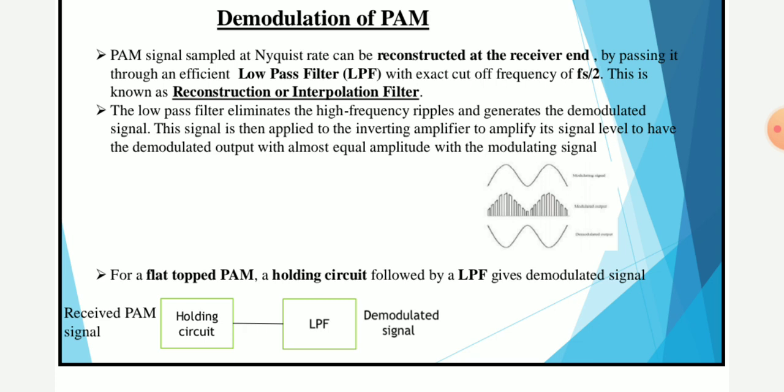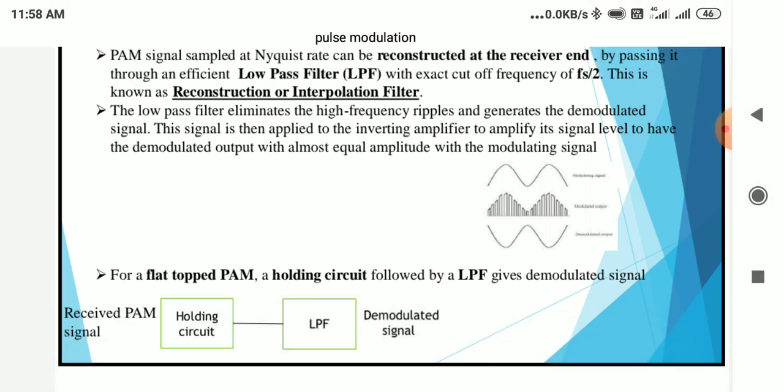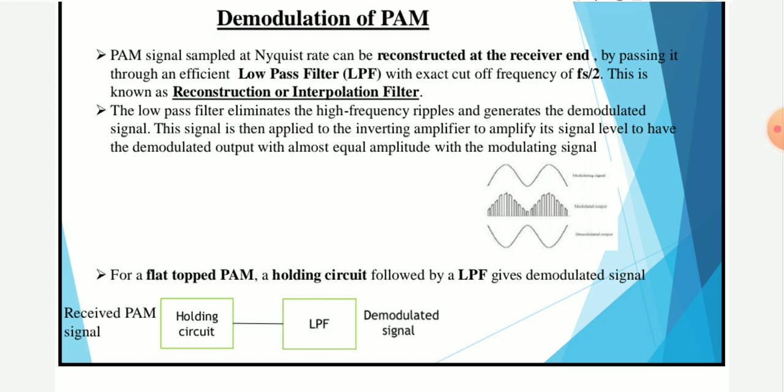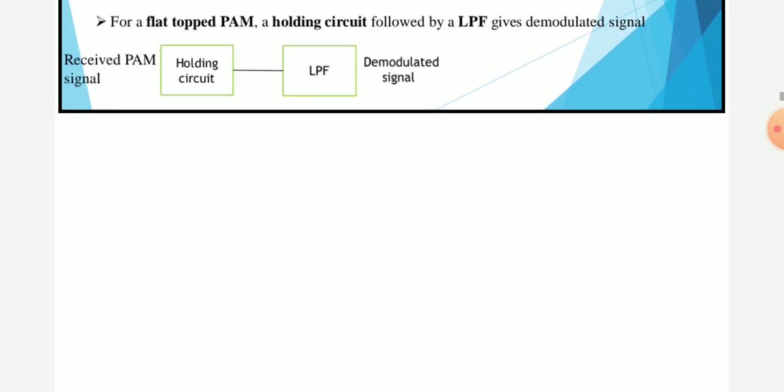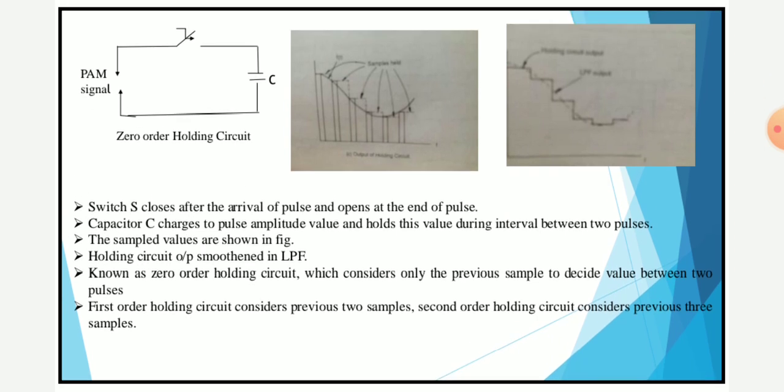The low pass filter eliminates the high frequency ripples which are present in the modulated signal, and then it is applied to an inverting amplifier to amplify the signal level to give a demodulated output almost equal to the amplitude of the message signal. So for a flat topped PAM signal, first the received PAM signal is given to a holding circuit, and the output of this holding circuit is given to a low pass filter, which produces the demodulated signal. This is the circuit diagram of a zero order holding circuit.